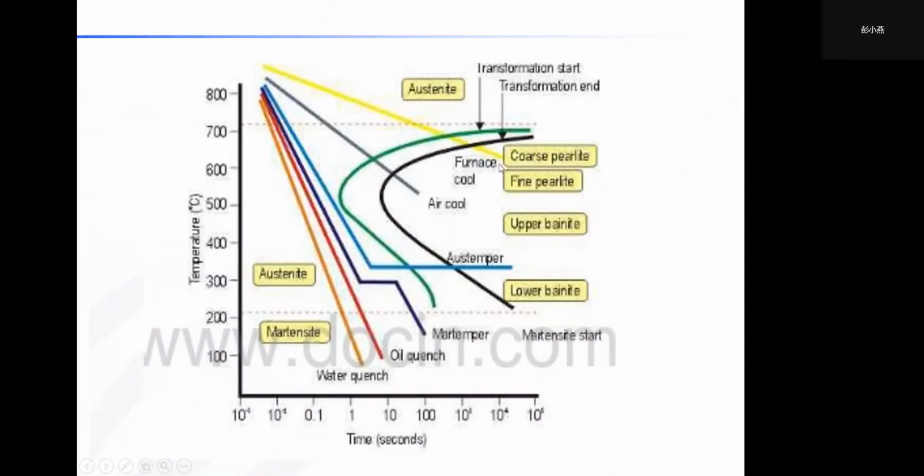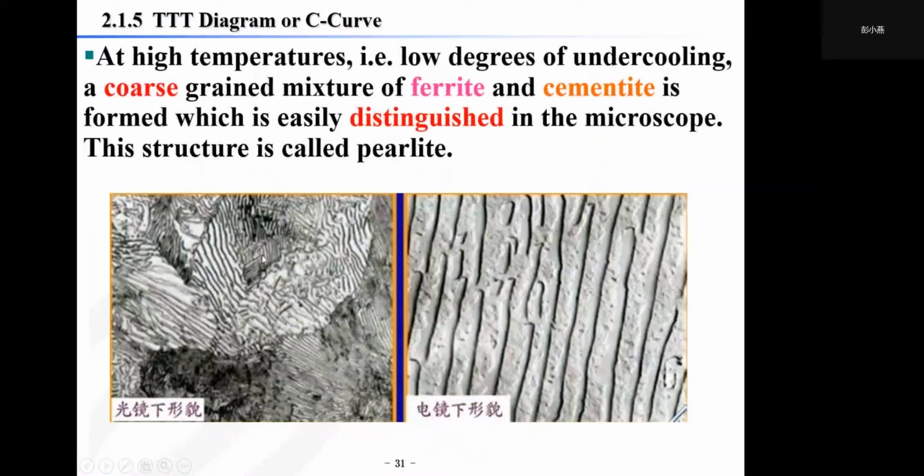For this cooling rate, we can obtain coarse pearlite. Increase the cooling rate, we can obtain fine pearlite. Okay, if we cool in air, we can obtain fine pearlite. And for quenching the metal, we can obtain martensite. Okay, at high temperature, with low degrees of undercooling, a coarse-grained mixture of ferrite and cementite is formed, which is easily distinguished in the microscope. This structure is called pearlite. This lamellar pearlite is a mixture of ferrite and cementite.